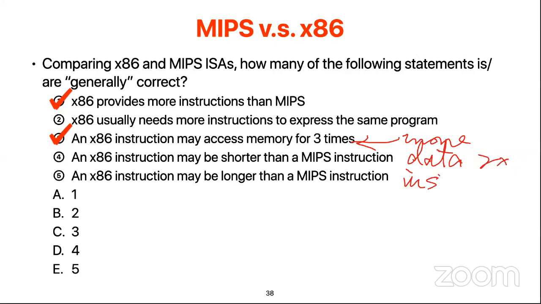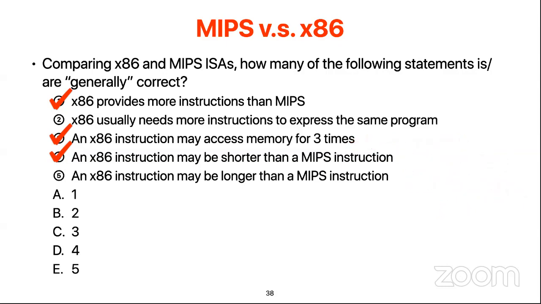However, don't forget your instruction is also in memory. So the instruction itself, you have to get it from memory. That would be the third, the one that you guys may be forgetting. So every instruction would have a memory access, but it's an instruction memory access, and 2 for data access for the move instruction. And an x86 instruction may be shorter than a MIPS instruction.